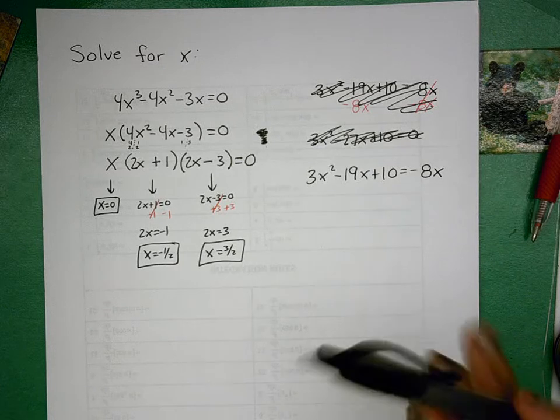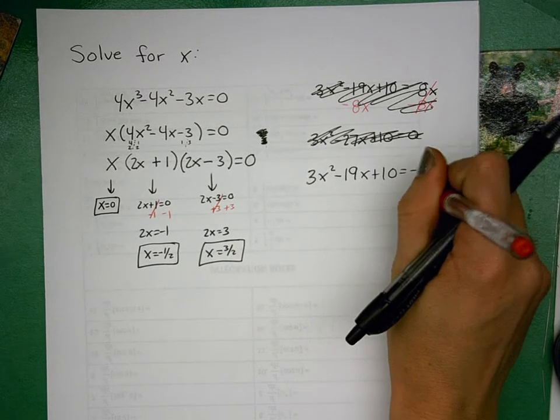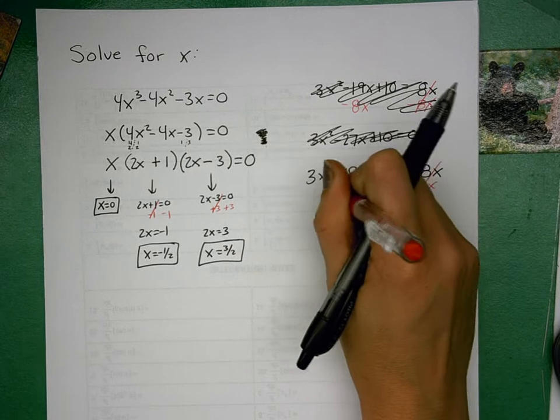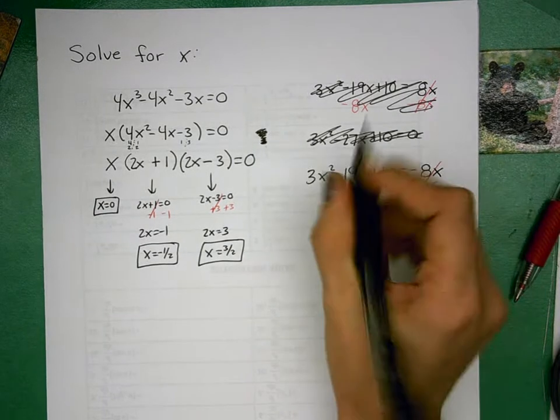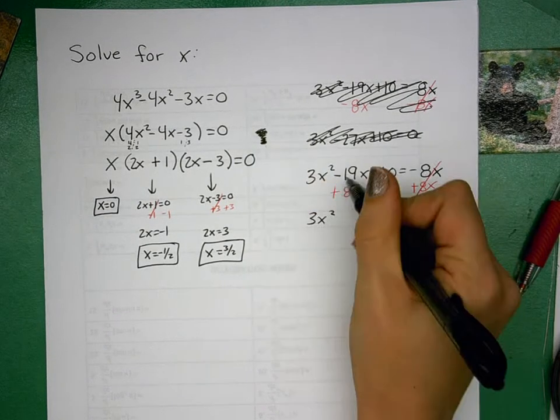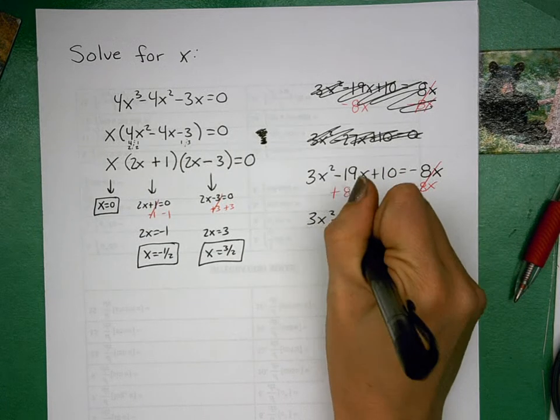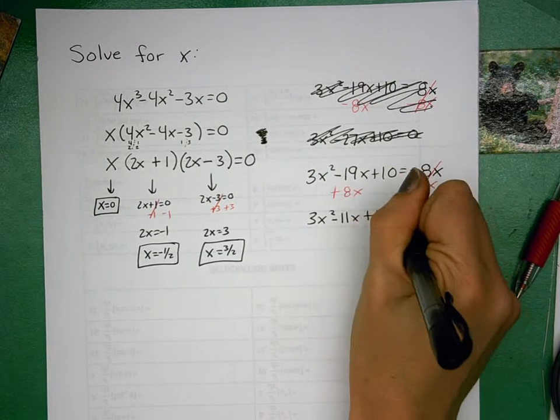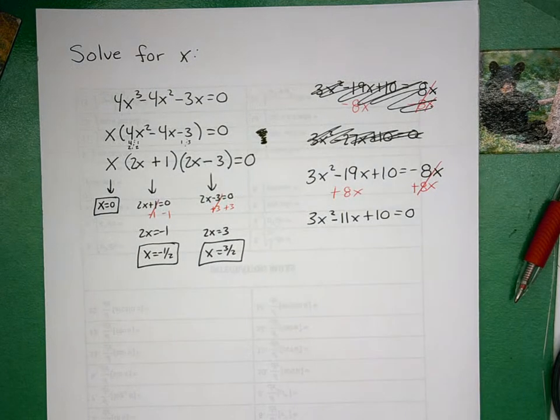Okay, so here we go. Want it to equal 0, so let's go ahead and add 8x over to the other side. Okay. We have 3x squared. Negative 19 plus 8 is negative 11x plus 10 equals 0. Okay, so then you'd be looking at, well, what else could I do? Could I factor? Could I do quadratic formula? And actually, you could do quadratic formula. You can always do quadratic formula on a quadratic.